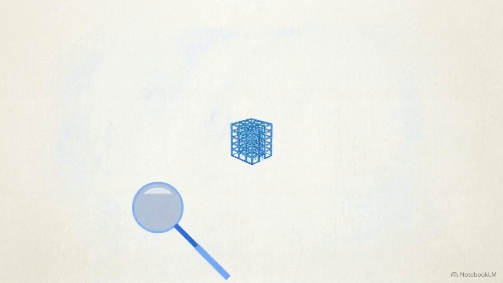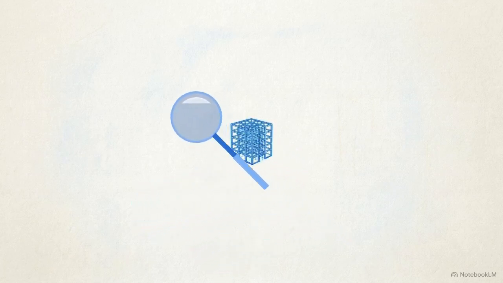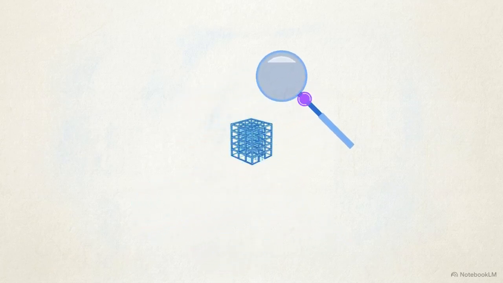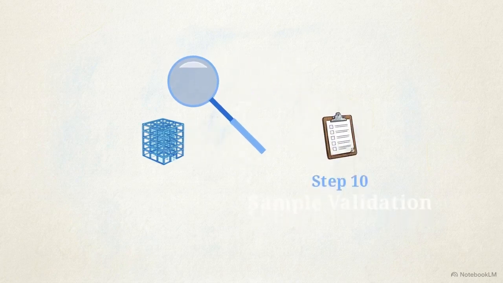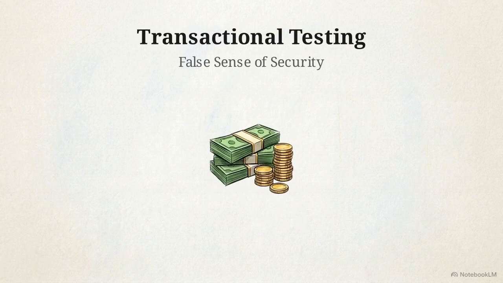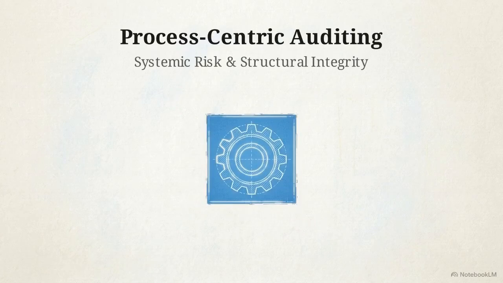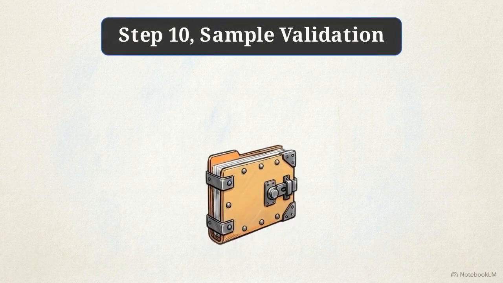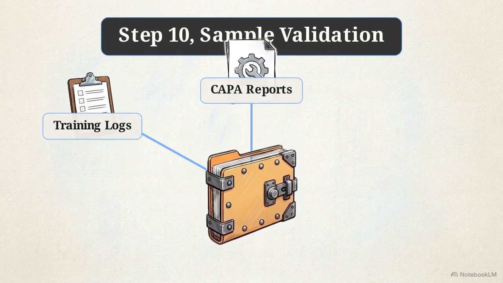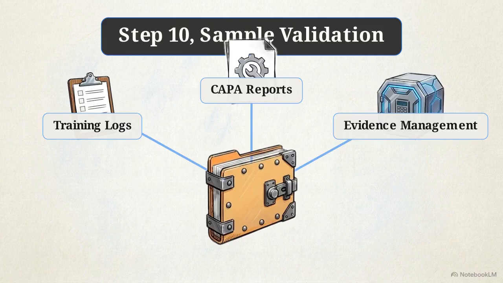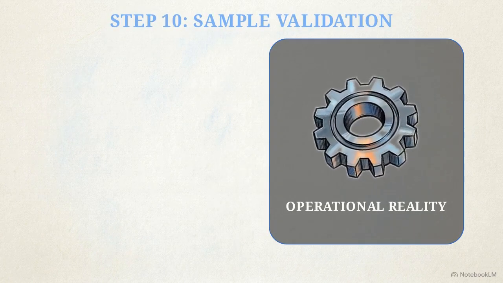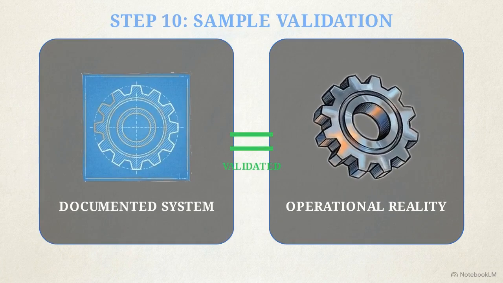At this point, you might be asking, when do we actually look at the data? That happens in the final phase, Step 10, sample validation. The golden rule of process audits applies here. We don't sample financial transactions to prove compliance. Instead, we pull targeted samples of the process workflows, the training logs, the CAPA reports, the evidence management repositories, to validate that the operational reality matches the documented system.